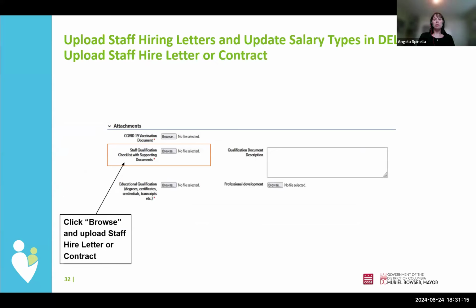Documentation must be uploaded as a PDF. File names must be clear and indicate their content. For example, John Doe offer letter.pdf. Fields with the red asterisk are required to be completed.